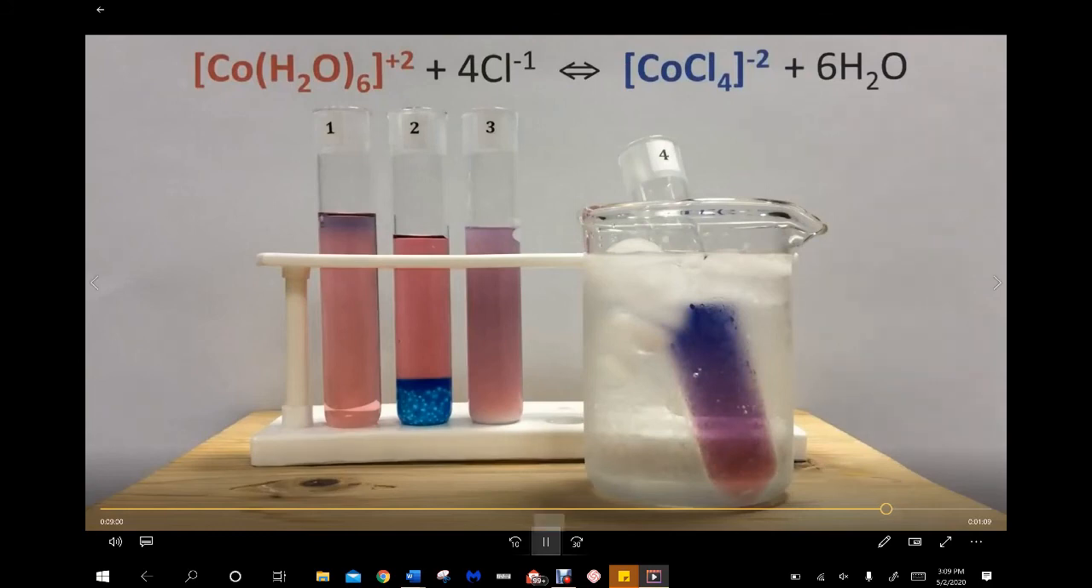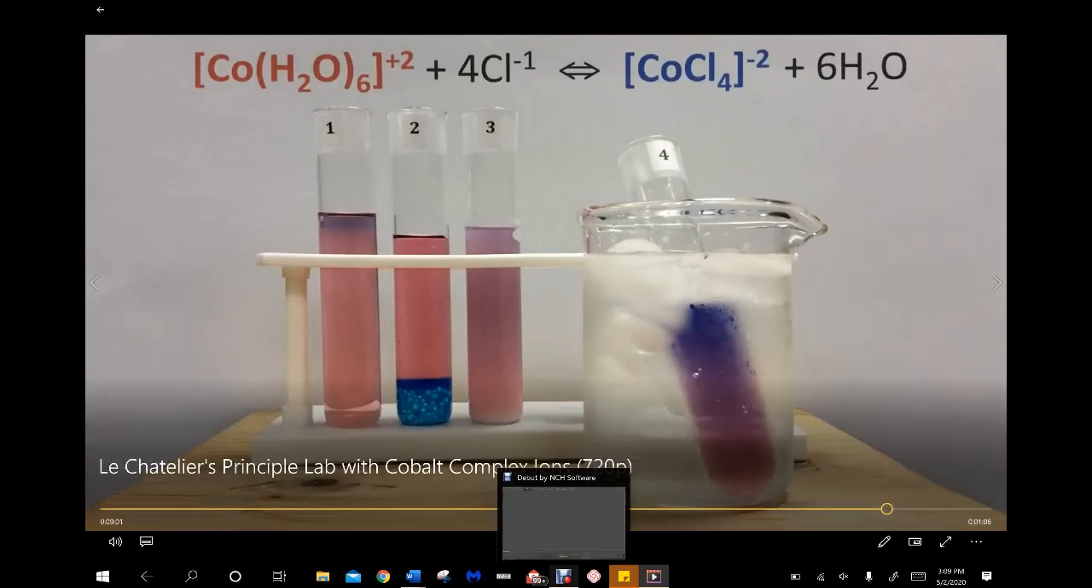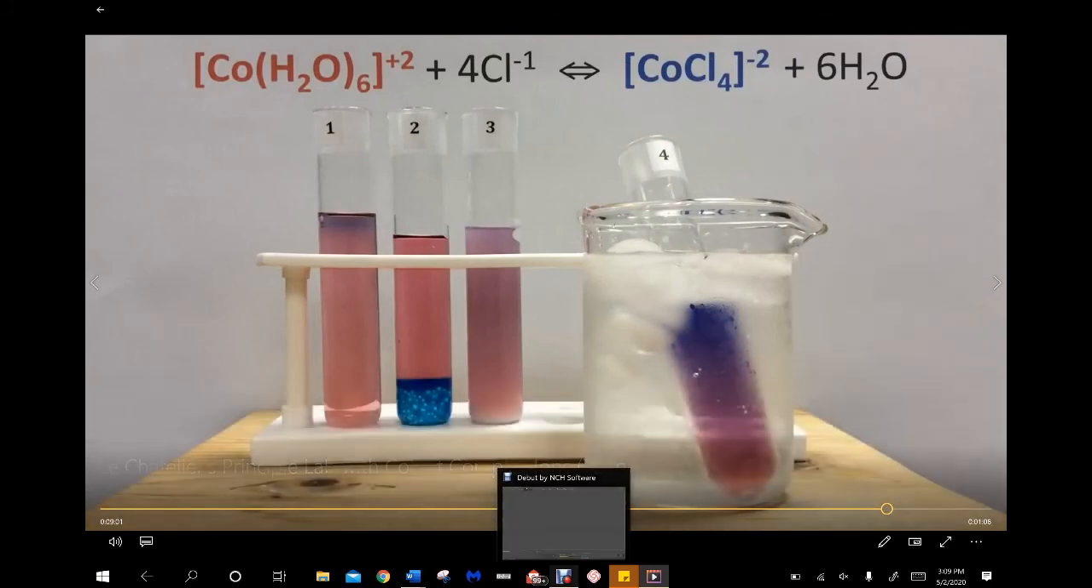All right, so anyways, that just kind of gives you a little preview into the demo we would have done in the lab that we would have gotten to do as well. But hopefully that helps give you a little visual to go along with Le Chatelier's principle.